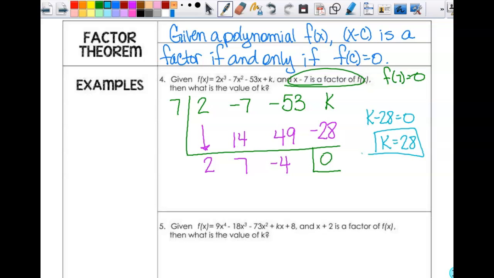What questions do you have? We're good? Makes sense? All right, then if you don't have any questions and we're all good, you do number 5 on your own, 100%.